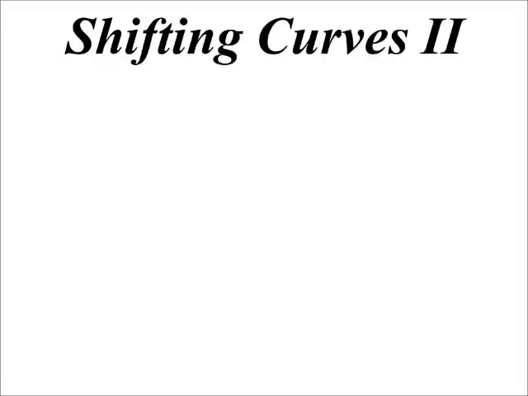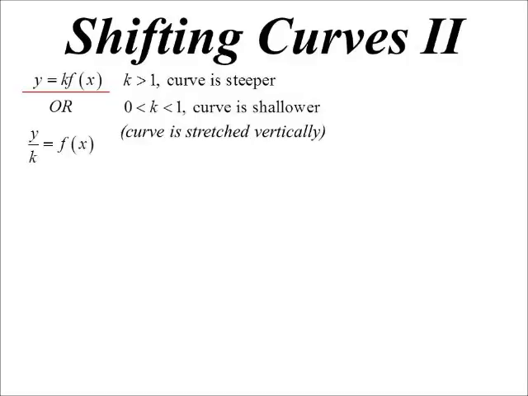So the first bit of shifting curves, translations, reflections. This becomes a lot more interesting. Shifting curves, part 2. Right, multiplying by a constant, what effect is this going to have?